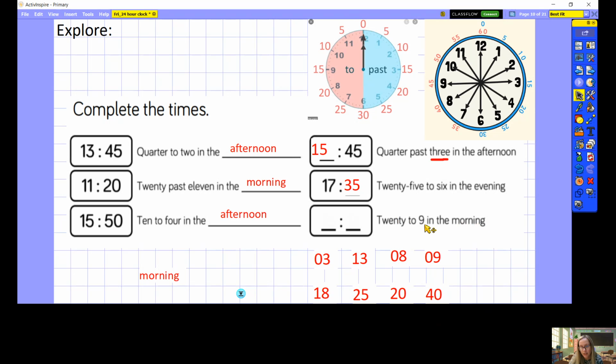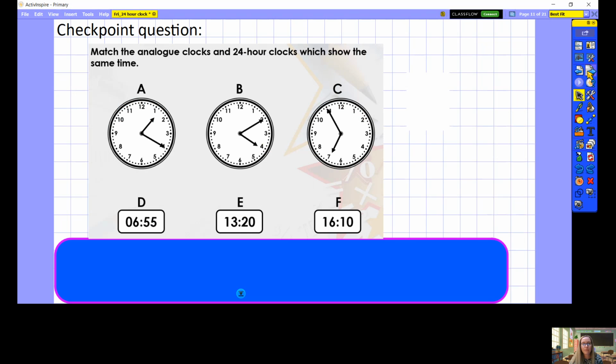And then the last one, 20 to 9 in the morning. Now, if it's 20 to 9 in the morning, it's not yet 9 o'clock. So that means the hour is going to be 8 o'clock. And if it's 20 to 9, we count round the clock all the way to the 8, and that would be 8:40. So well done if you had a go at those missing times.